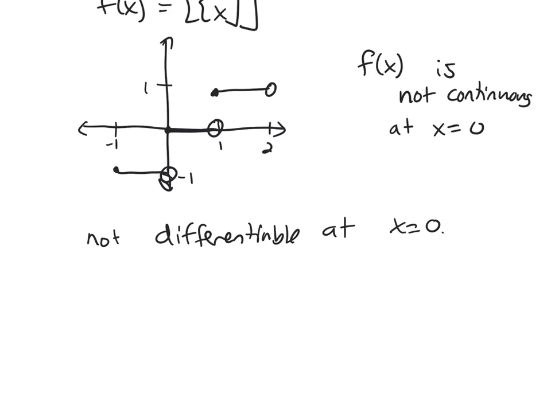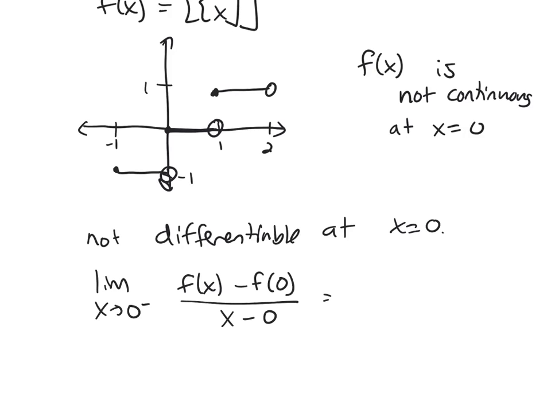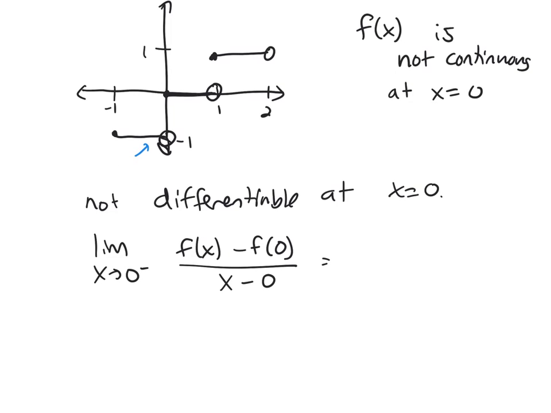To see why that's true, we're going to have to use the one-sided limits. As I approach 0 from the left, my y values are negative 1, and so this would become the limit as x goes to 0 from the left of negative 1, minus f of 0, which is just 0, over x, and we learned that this limit would be infinity.